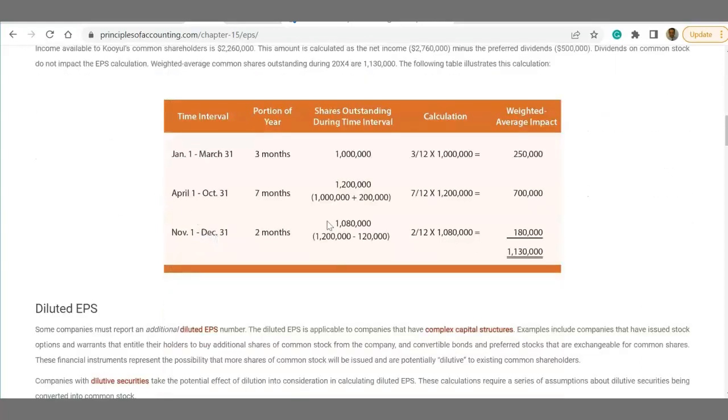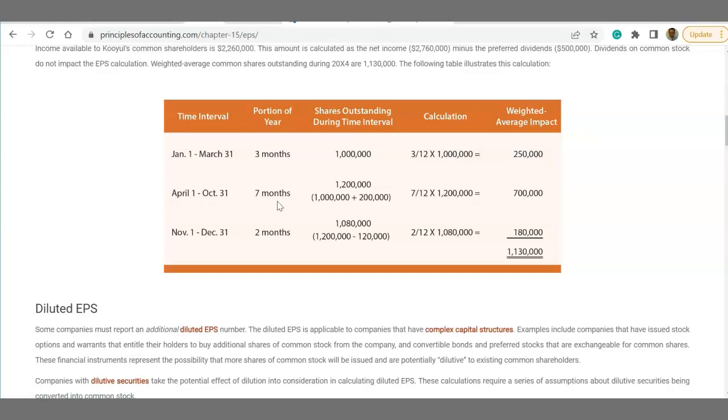So here, for 3 months, we have 1 million shares outstanding. So 3 out of 12, that gives you, for 3 months, we had 1 million. So 3 out of 12 times 1 million gives you a weighted average of 250,000 shares for these 3 months.